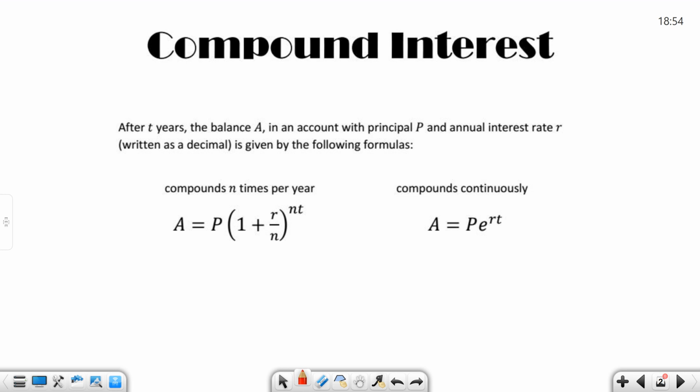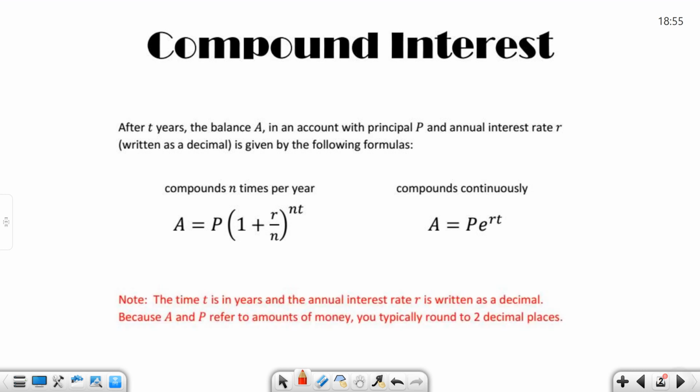If you're borrowing money, interest is going to tend to be continuous or daily. If you're investing money, it's probably quarterly, possibly monthly or even weekly, but it's usually going to compound fewer times per year than if you borrow money.